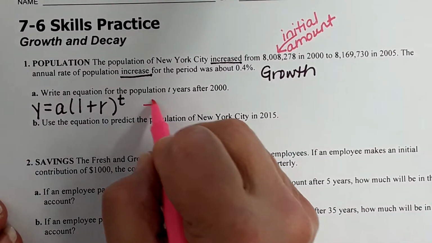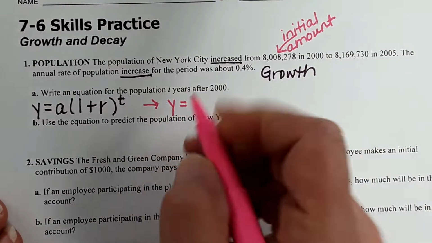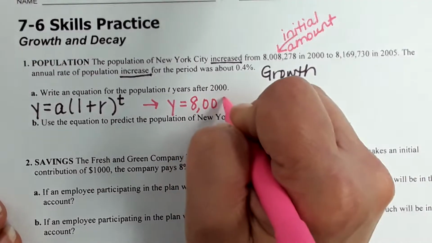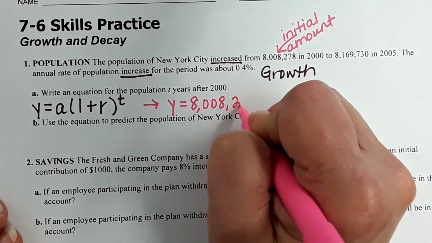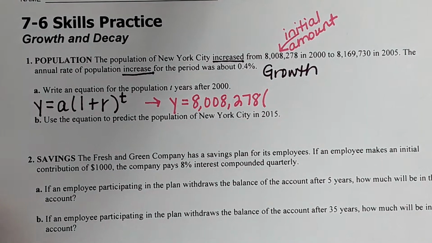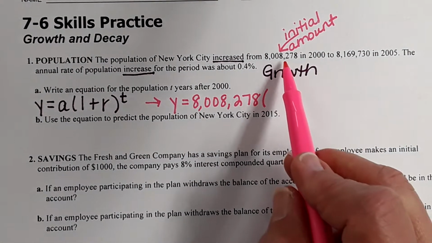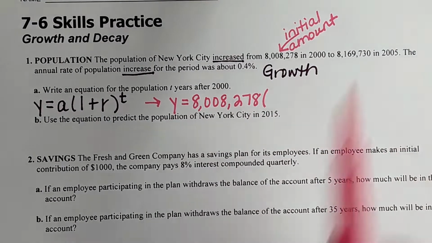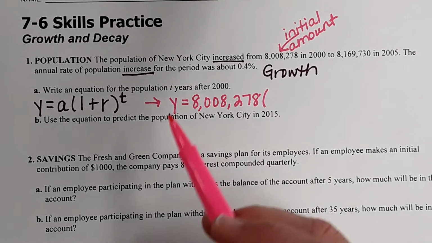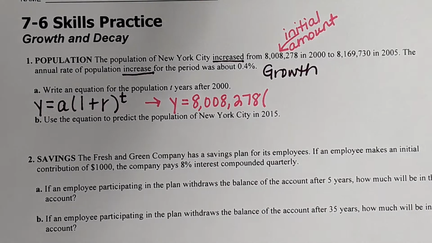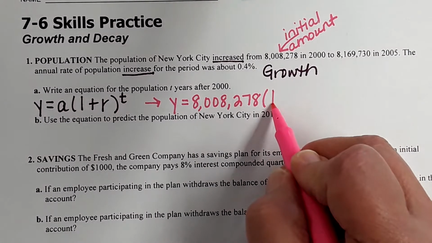So, Y equals 8,008,278. Why is the final? No, that's the beginning. Oh, but that's not our final one. It's just telling you it's increased. When you're writing an equation, the Y will stay. Okay, then we're going to write 1.